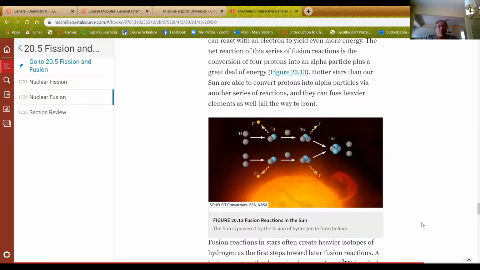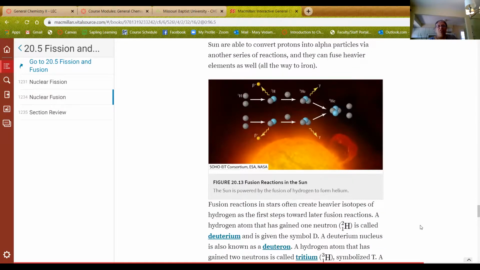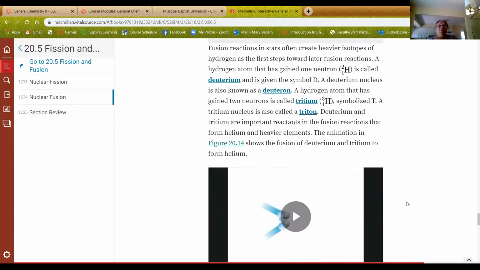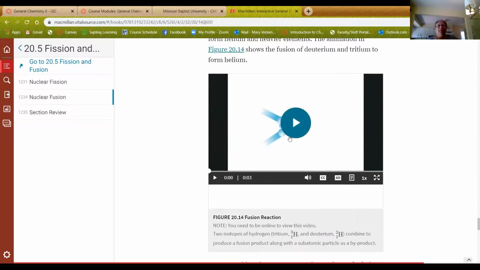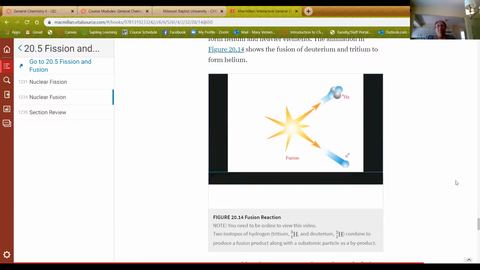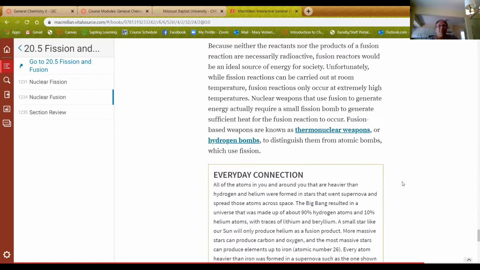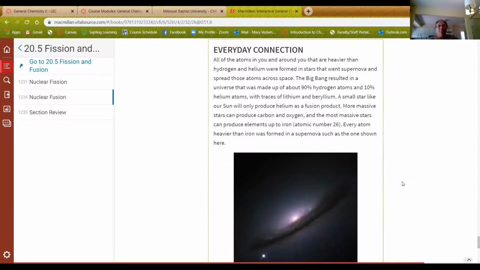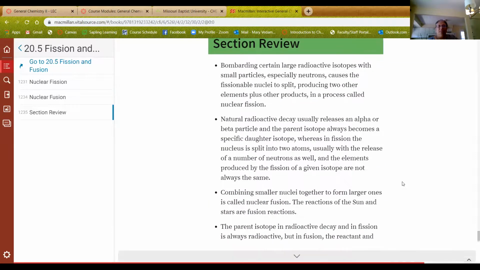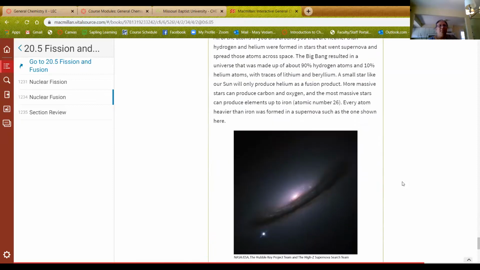Okay. Nuclear fusion, for this you need high temperature. So naturally it happens near the surface of the sun. So smaller nuclei combine. This is an example, isotopes of hydrogen, and then more energy is produced. Okay, but you need a high temperature to initiate the reaction. And they're talking about other things.